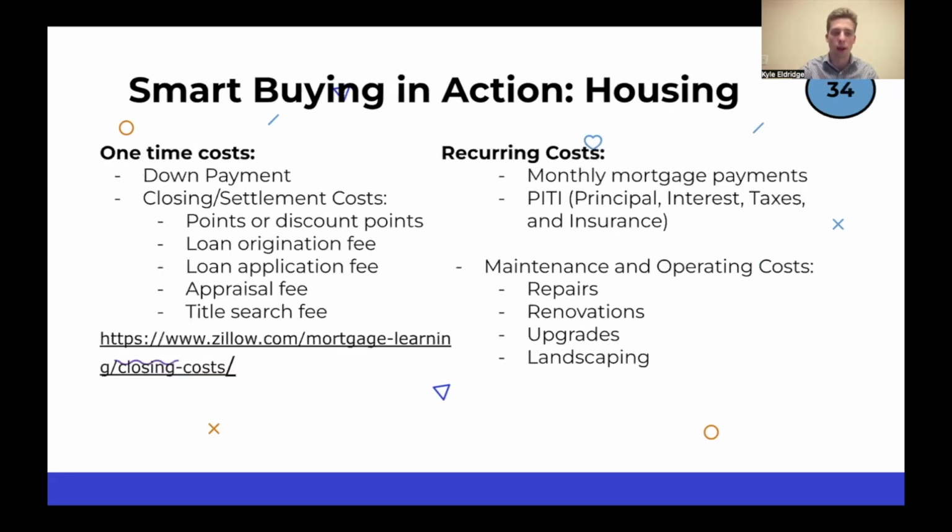One-time costs include down payment, closing settlement costs, which include points or discount points, loan and origination fees, loan application fees, appraisal fees, and title search fees. Recurrent costs include monthly mortgage payments, the acronym PITI, which stands for principal, interest, taxes, and insurance. Other recurrent costs are maintenance and operating costs, which include repairs, renovations, upgrades, and landscaping.